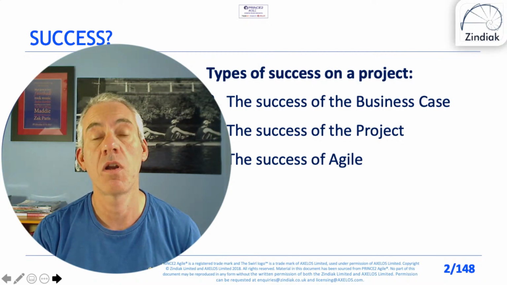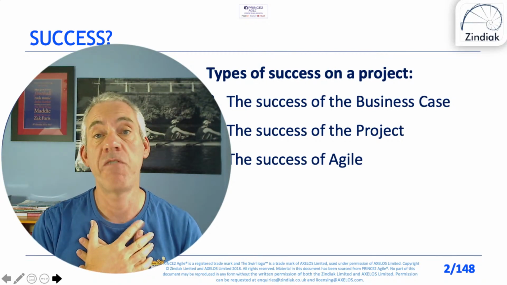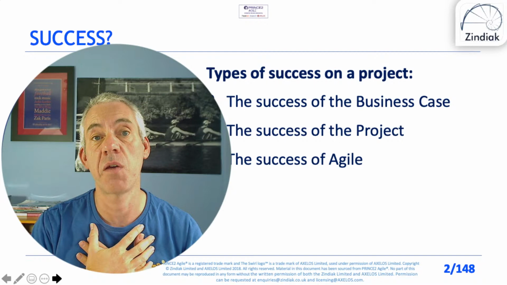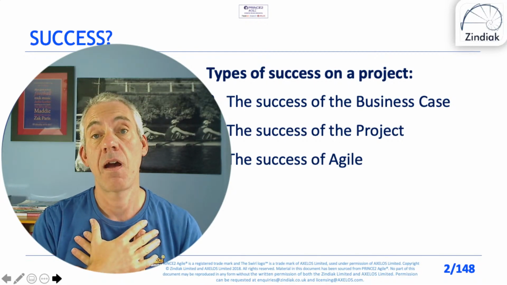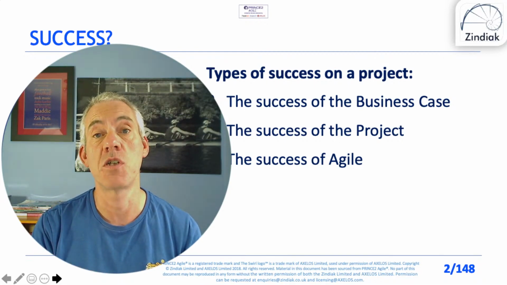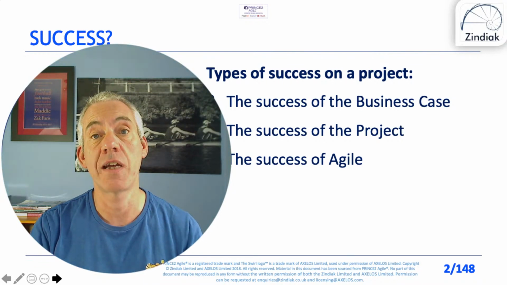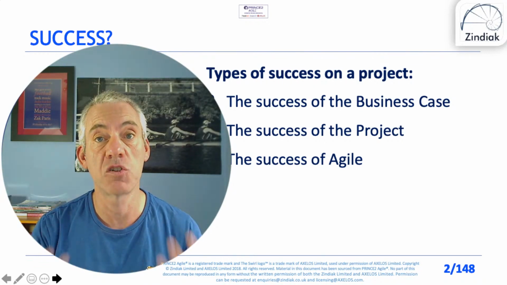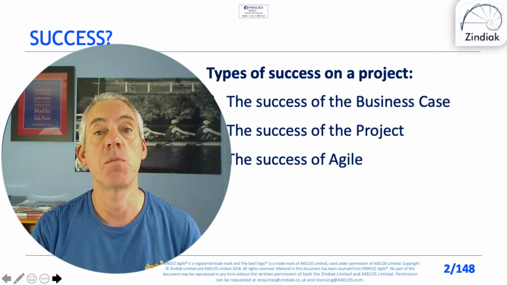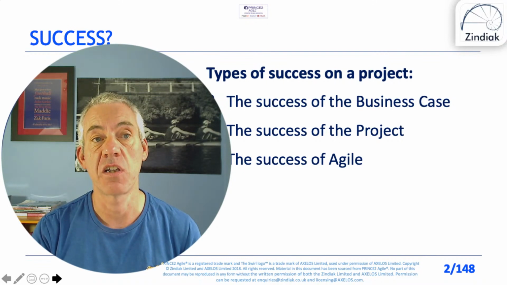So that's number one. The second one, from a professional project manager's point of view, is have you as a professional project manager run the project successfully? Have you been in control of the project? Has the project been managed professionally? So that's the second type of success.